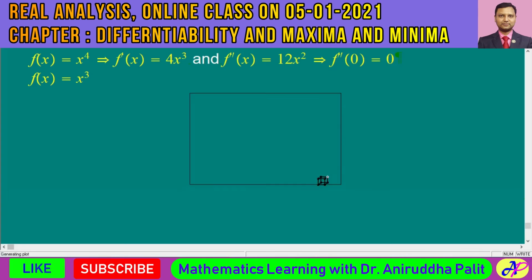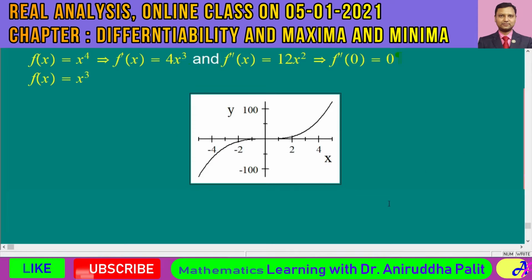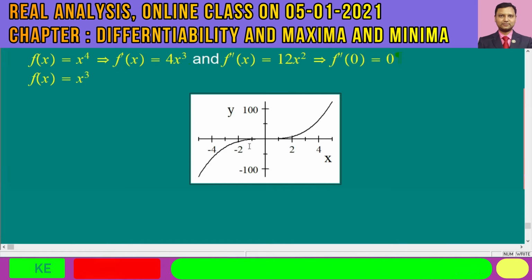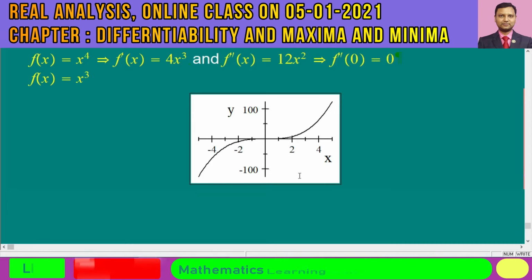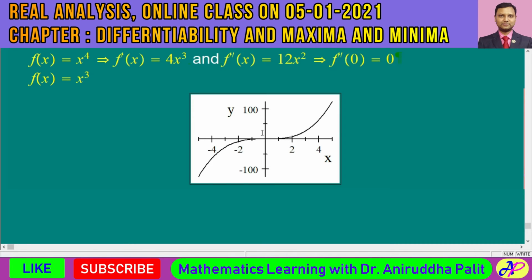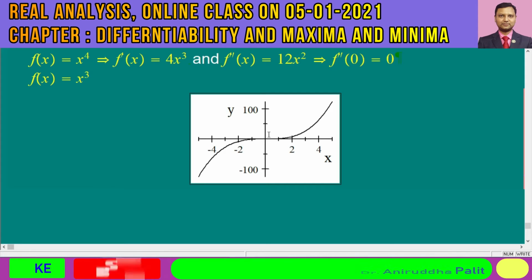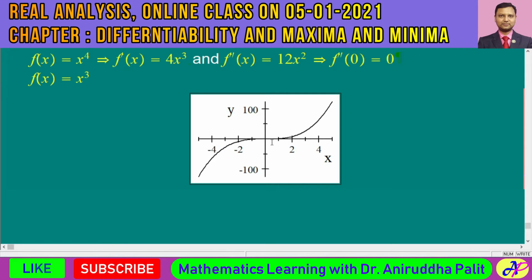This is the curve of the function x cube, and you see at the point 0, in the left neighborhood of the point x is equal to 0, the function is negative, and in the right neighborhood the function is positive. So it does not have any extreme value at all at the point x is equal to 0.